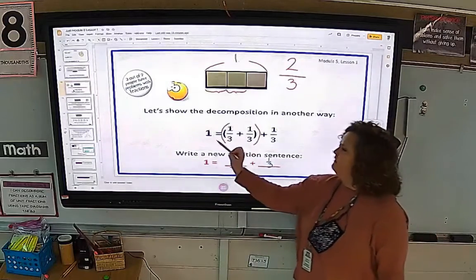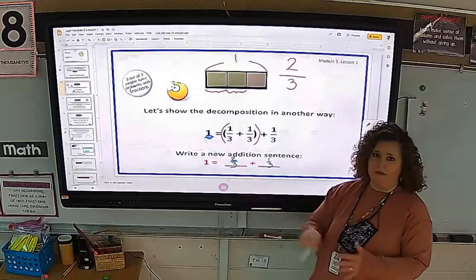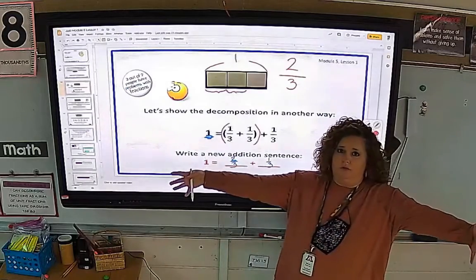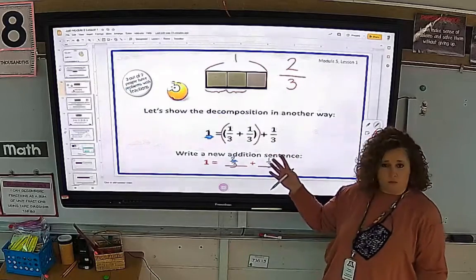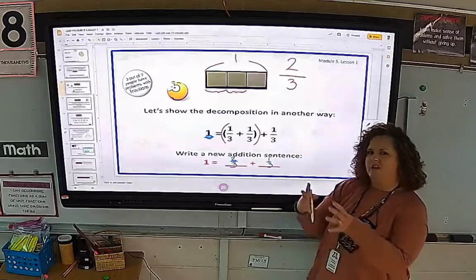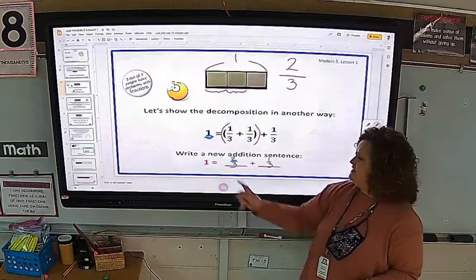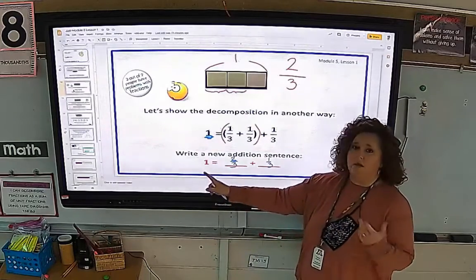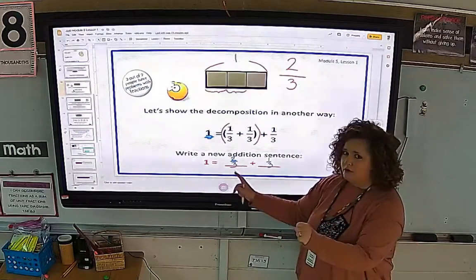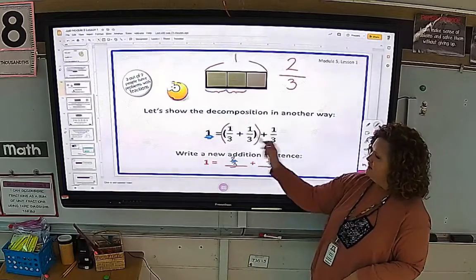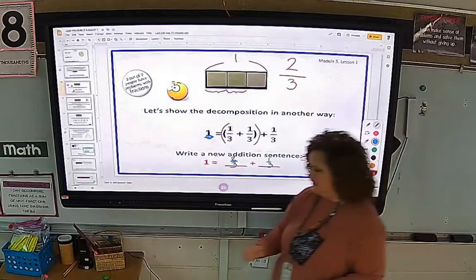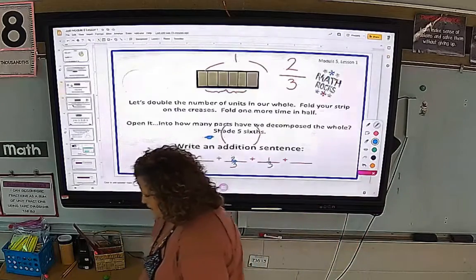Okay, so 2/3 plus the 1/3 is also equal to 1 whole. So how can I get this 1 whole? Well, I could decompose them into all separate unit fractions. 1/3 plus 1/3 plus 1/3. That's one way to do it. Or I could group them a little differently and still get my 1 whole. 1 whole is also equal to 2/3 plus 1/3. It's just a different way of adding these same pieces. Okay, let's keep moving.